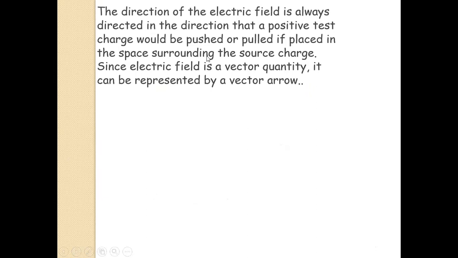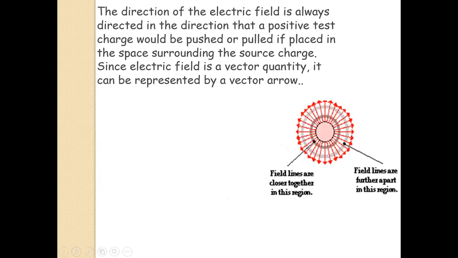Now you have seen how to draw the electric fields for a positive charge and for a negative charge. The direction of the electric field is always the direction that a positive charge would push or pull if placed in the space surrounding the source charge. So if the source charge is attracting or repelling, the direction of the arrow is according to that.